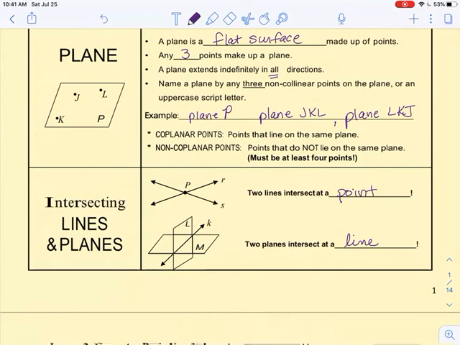So if I have plane L and plane M, they intersect at line K. Think of the wall and the ceiling. You have a wall and a ceiling, and they intersect, that crease right there where they meet, that's a line. So two planes intersect at a line. Okay, so you're going to do the practice that goes along with this, and we're going to do some more vocab tomorrow.